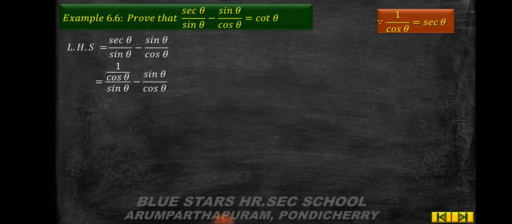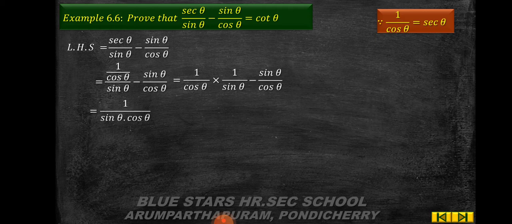That is, we are changing the whole term in the form of sin and cos. So 1 by cos theta by sin theta minus sin theta by cos theta, which is equal to 1 by cos theta into 1 by sin theta minus sin theta by cos theta, which is 1 by sin theta into cos theta minus sin theta by cos theta. The next step is you have to take LCM. So the denominator is sin theta into cos theta.